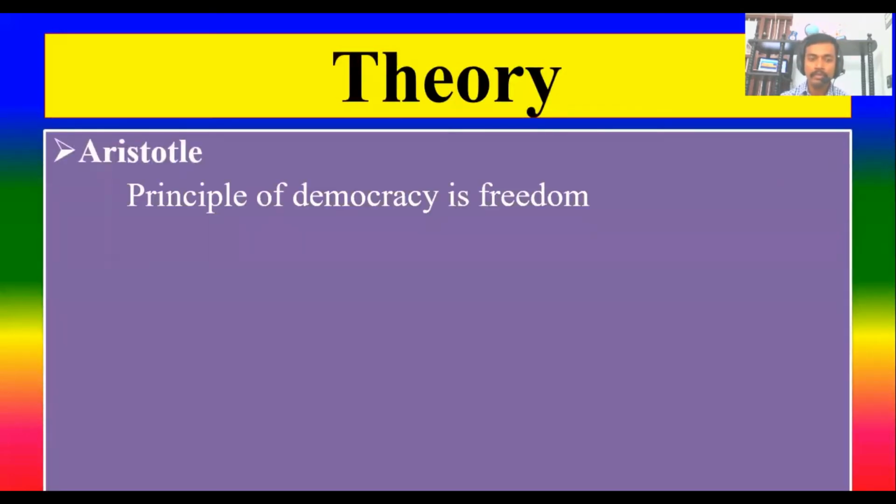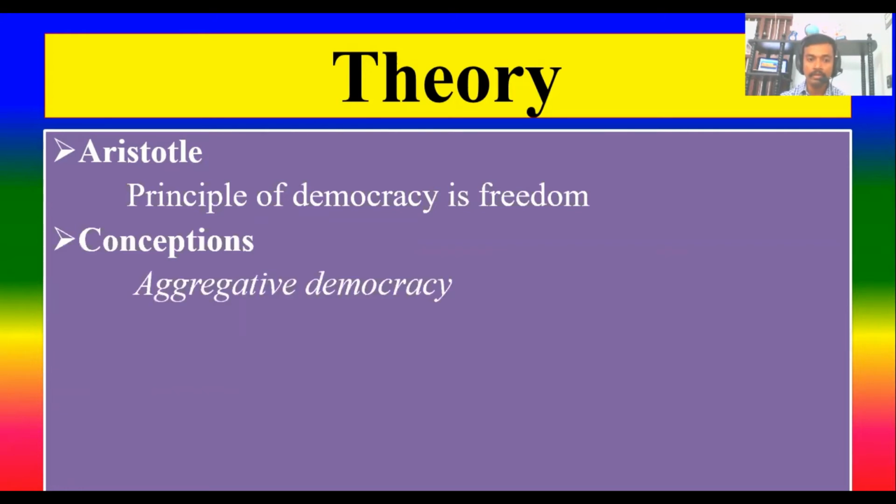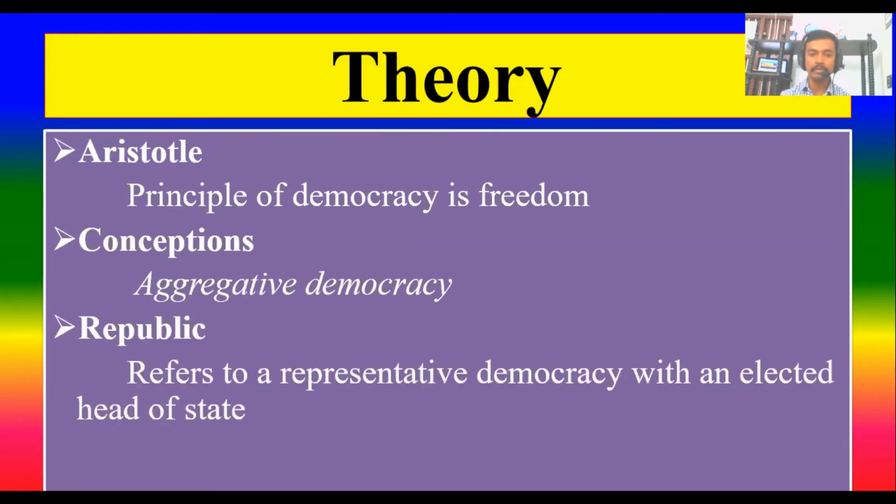Then theory, Aristotle, the principle of democracy is freedom. Then consumptions theory, aggregative democracy, which means aggregate of every people. Republic is another theory referring to representative democracy with an elected head of state. Then constitutional monarch. Constitutional is the only one to govern, to control the people. So monarch means one.